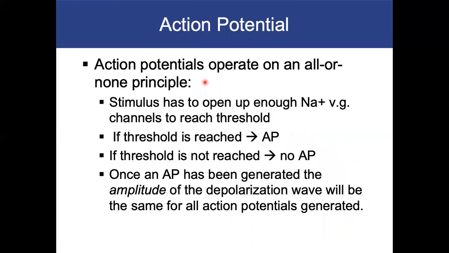Action potentials operate on an all or none principle. So the stimulus has to open up enough sodium voltage gated channels so that the inside of the cell hits threshold, which is negative 55 for your nerves and skeletal muscle. If threshold is reached, you'll get an action potential. If threshold isn't reached, you won't get an action potential.